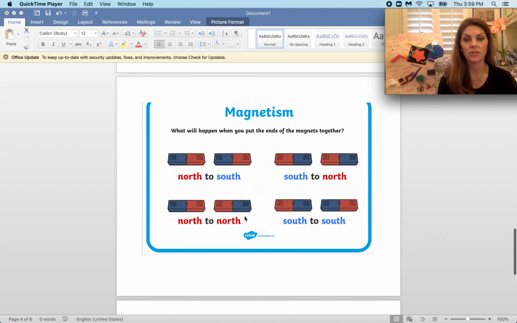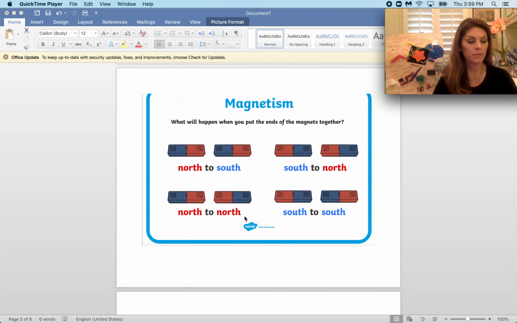I also wanted to talk to you about the poles on magnets. Magnets have two poles, and that just means that a magnet is the strongest at its poles. A magnet has a north pole and a south pole. So let me show you my bar magnet. This side is my north pole and this side is my south pole.